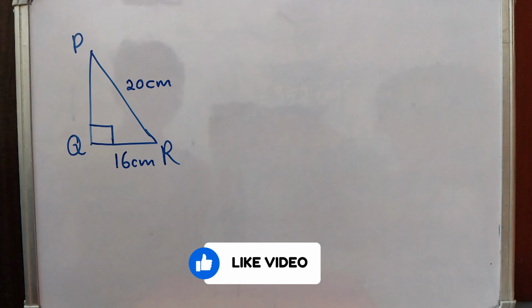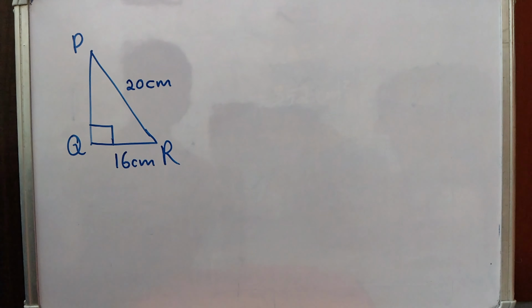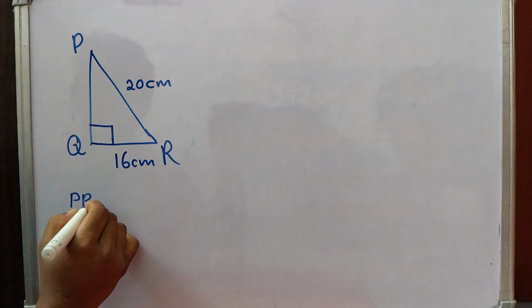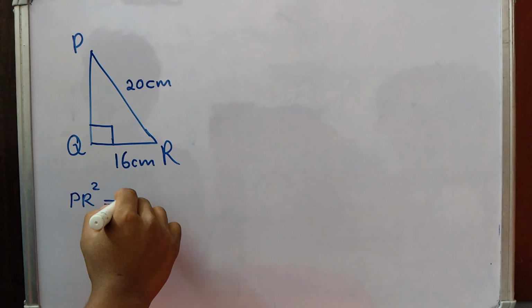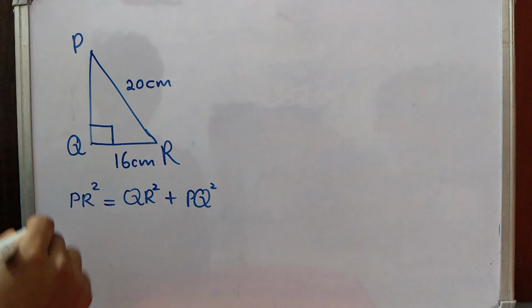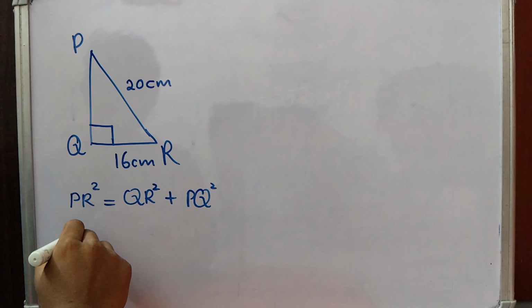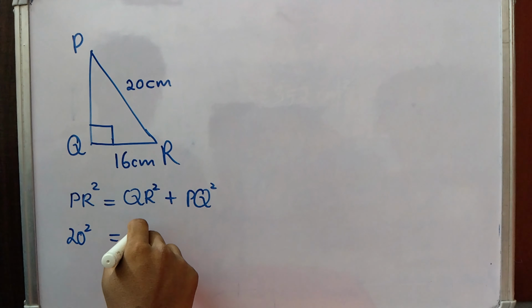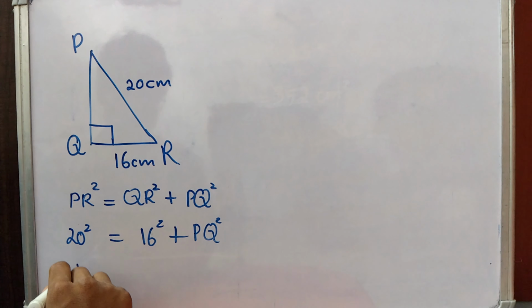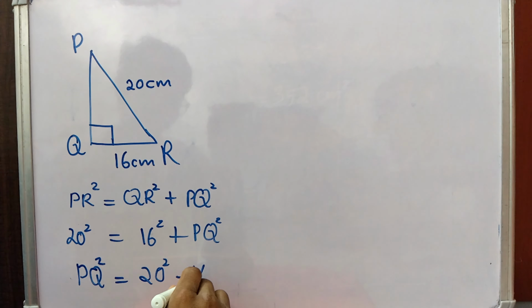So using Pythagoras theorem, we have to find the length of the line segment PQ. PR square is equal to QR square plus PQ square. So PR square, which is 20 square, is equal to QR square, which is 16 square, plus PQ square, which we have to find. PQ square is equal to 20 square minus 16 square.